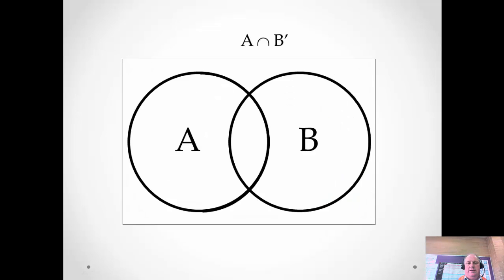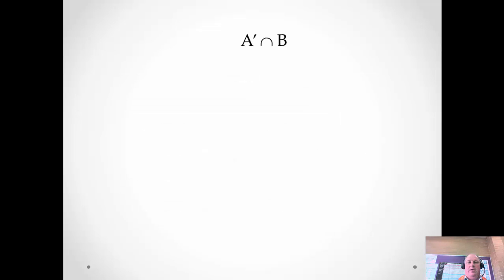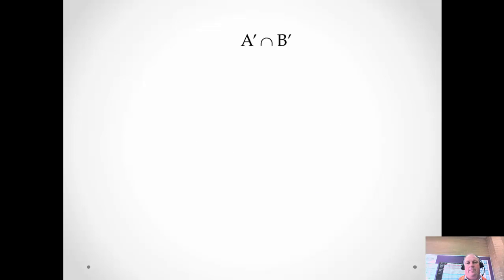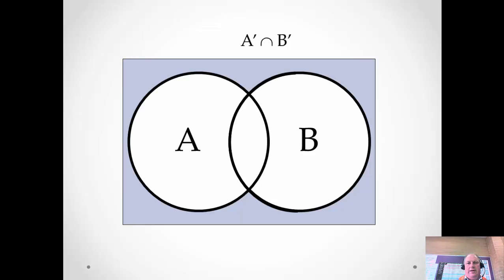Now this one says it's in A, but it's not in B. So it's in A, it's going to be these two we look at to start, but not in B. Well, then it's this section here. The bit in the middle belongs to A and B. So A not B is that section there. Not A but in B will be the B only part of the B circle. Not A but in B. Not A intersecting not B is this area outside the 2 circles.